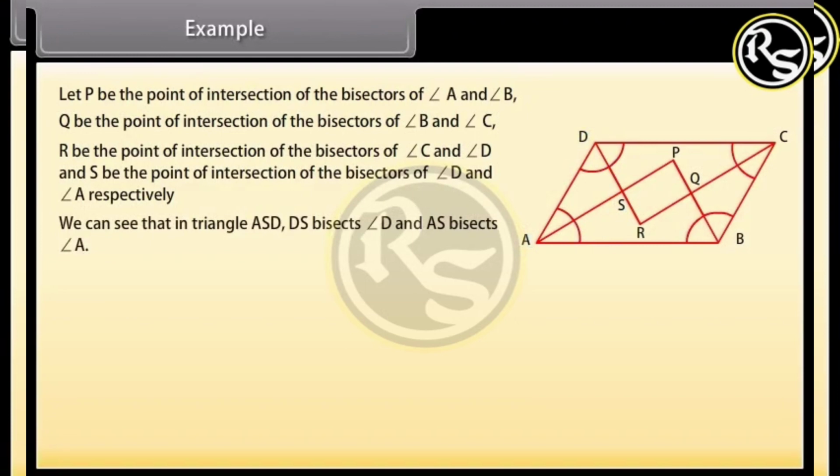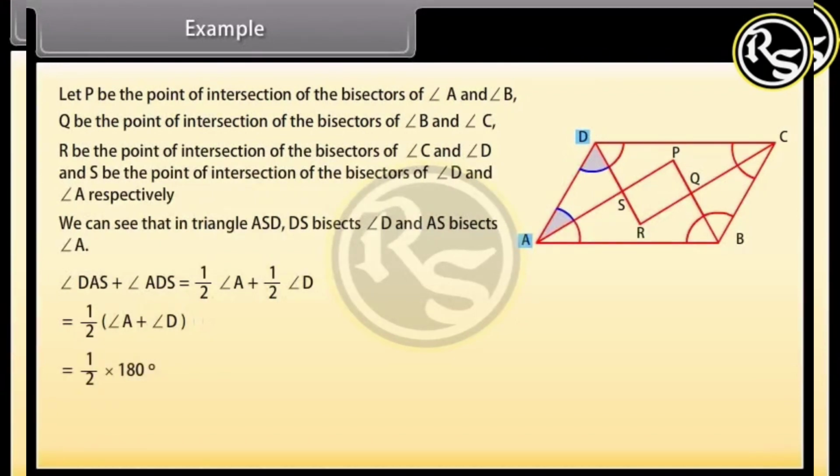We can see that in triangle ASD, DS bisects angle D and AS bisects angle A. Therefore, angle DAS plus angle ADS is equal to 1 upon 2 angle A plus 1 upon 2 angle D, which is equal to 1 upon 2 into angle A plus angle D, which is equal to 1 upon 2 into 180 degrees, because angle A and angle D are interior angles on the same side of the transversal.